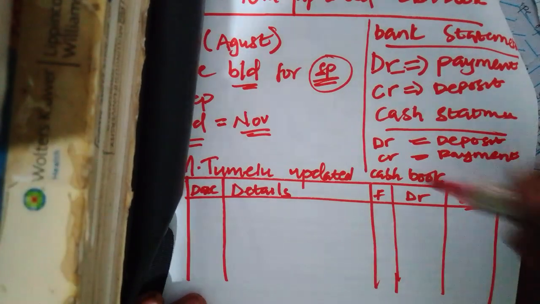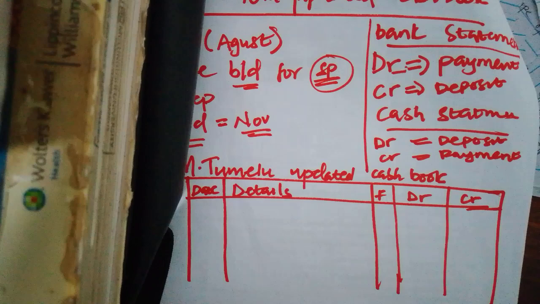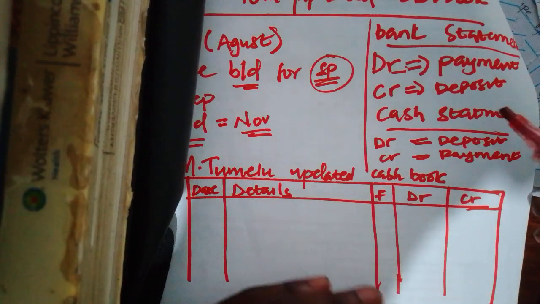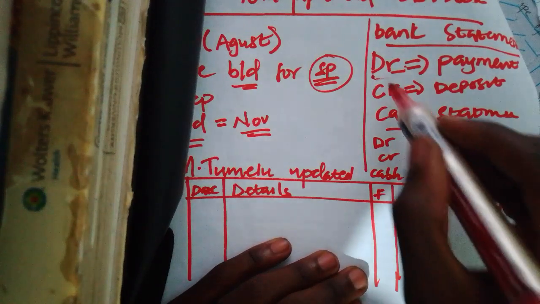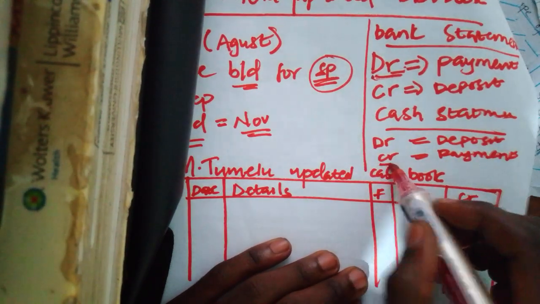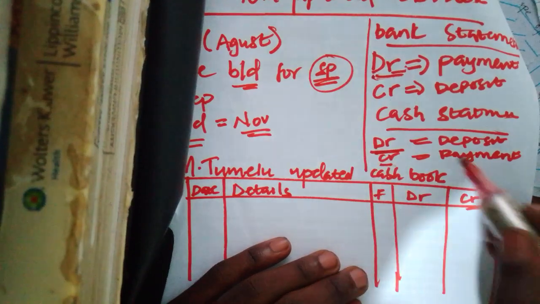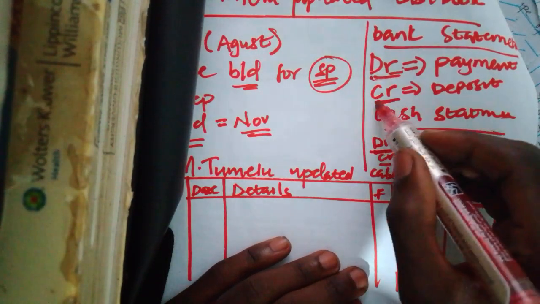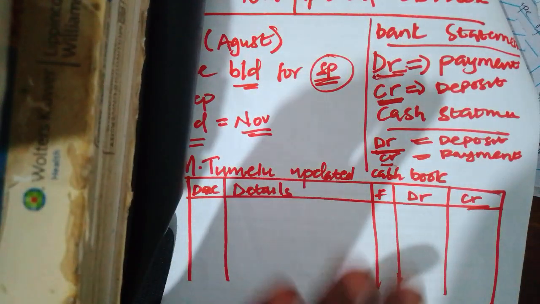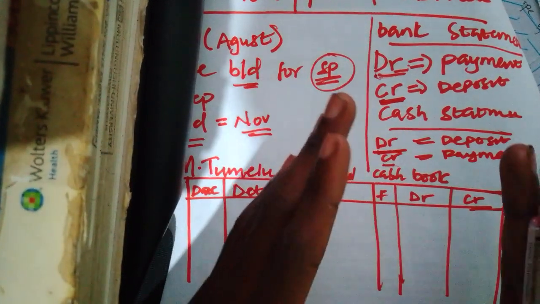So if you look here, you can conclude that the bank statement and the cash book are opposite of one another. So in the bank statement, if you see a transaction is debited, in the cash book you credit it. If you see a transaction is debited in the cash book, you credit it in the bank statement. So this principle is the one we're going to be using.